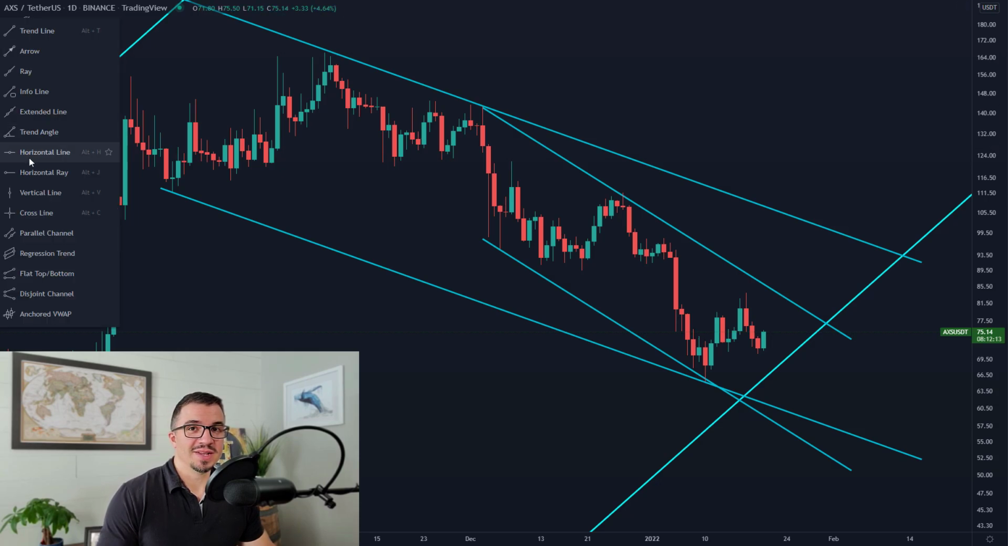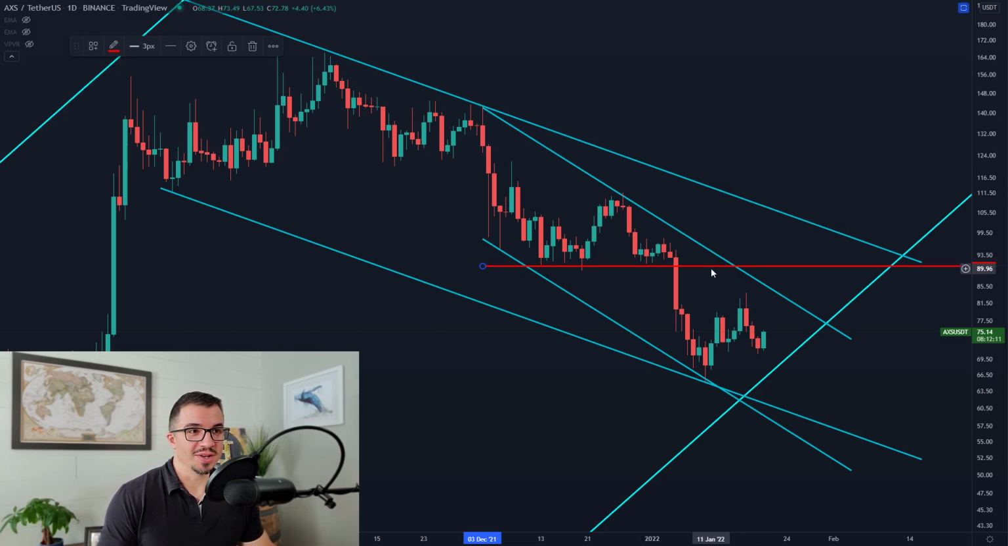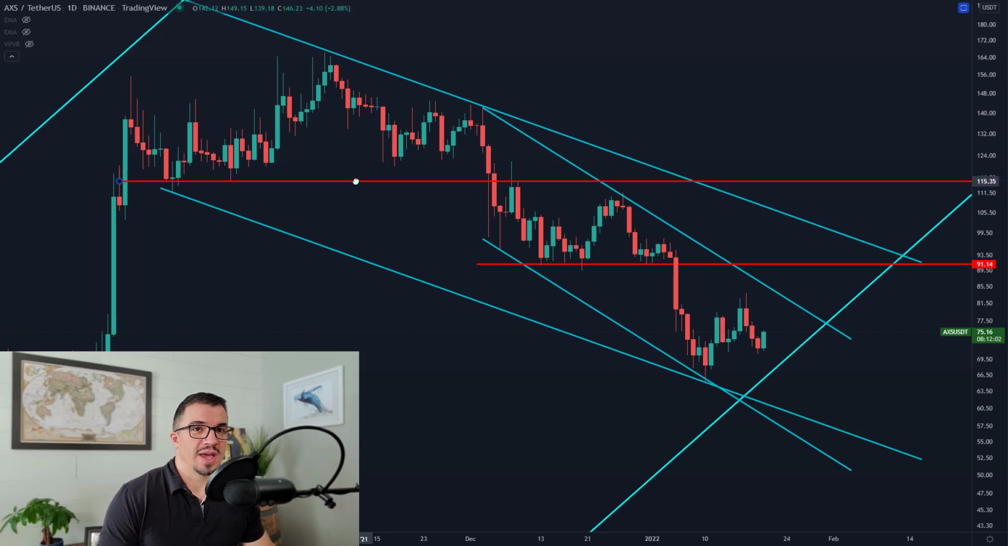We also have, and this is very common, guys, with a sideways market, you build up a lot of resistance levels during a downtrend like this. Okay, so we have two horizontal resistance levels that you'll also want to keep an eye on. The first one is right around $91, and the second one is up around $115.